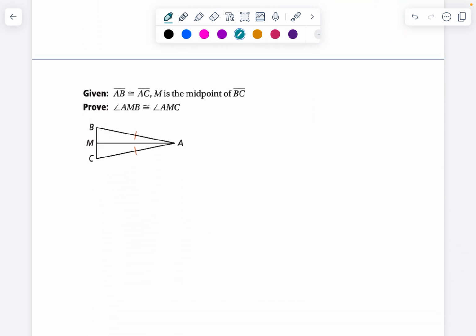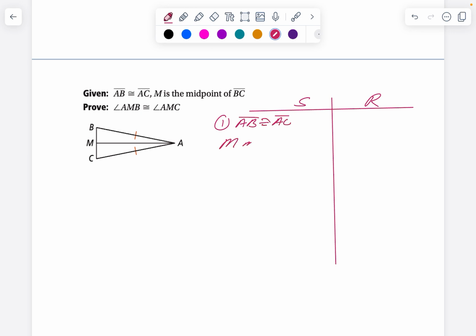Finally, one more example. Let's put this down here. Statements and reasons. My given, AB congruent to AC, and M is the midpoint of BC. So AB and AC are marked, nothing with the midpoint yet. Maybe we focus on that now. If M is the midpoint of BC, then it's going to cut that in half, and so it's going to make these two congruent. And so we can say BM congruent to CM. And remember, on your toolbox, it says midpoint divides segment in half.